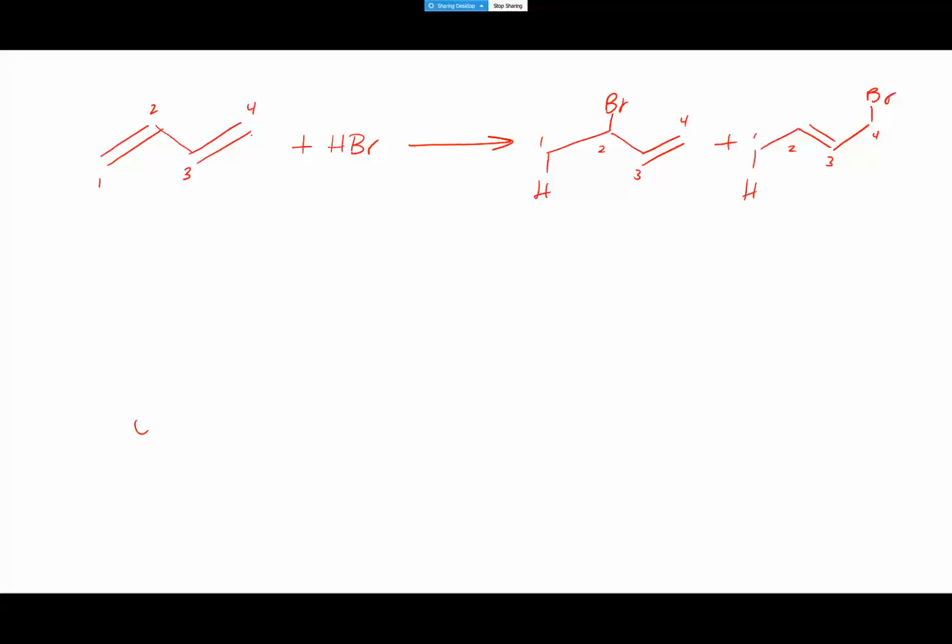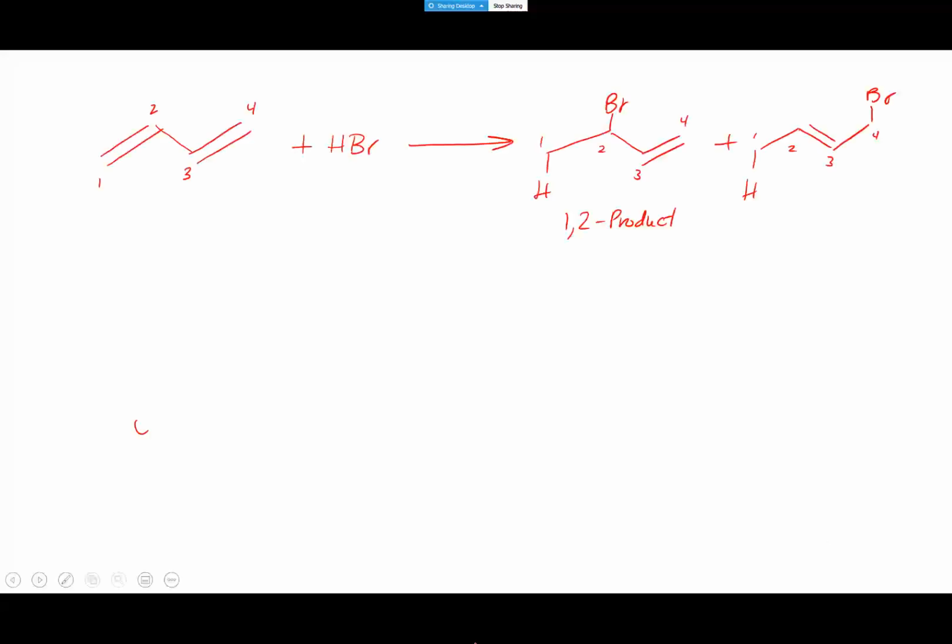So we'll call the product where we added the electrophile and the nucleophile to carbons 1 and 2 the 1,2 product. And when we added the electrophile and nucleophile and they end up in the 1,4 positions, we're going to call that the 1,4 product.